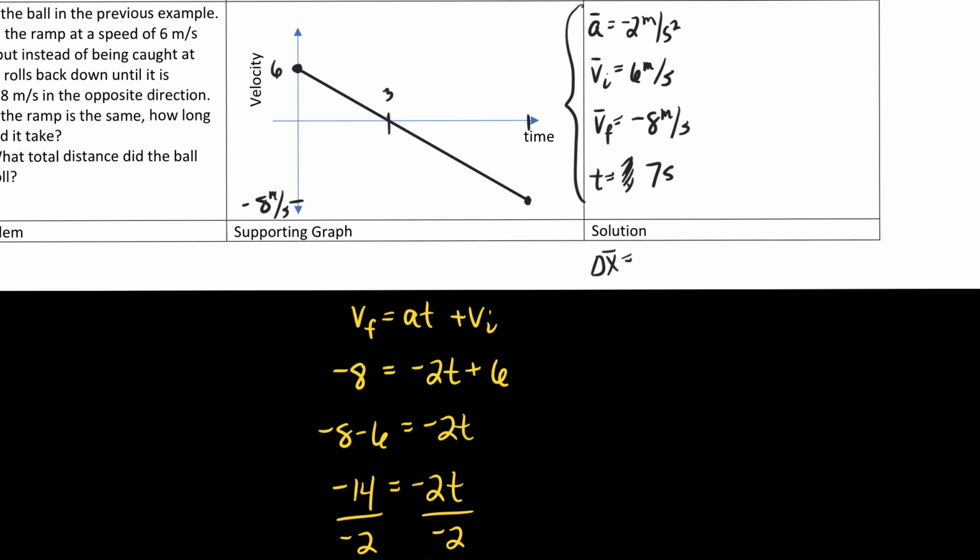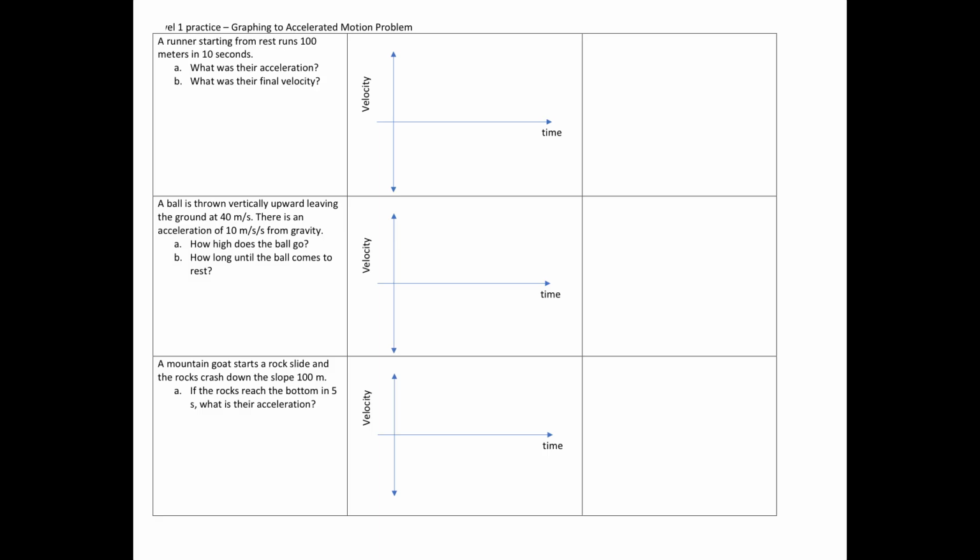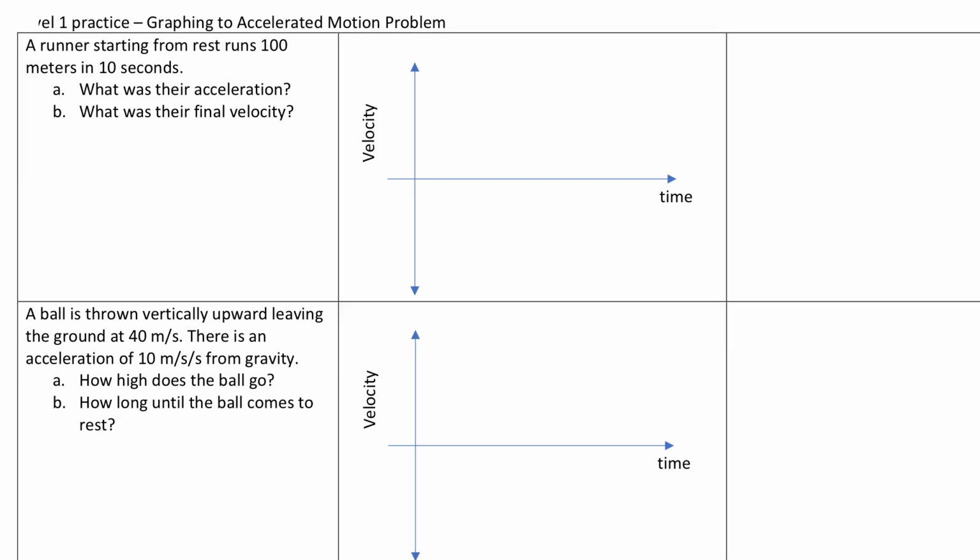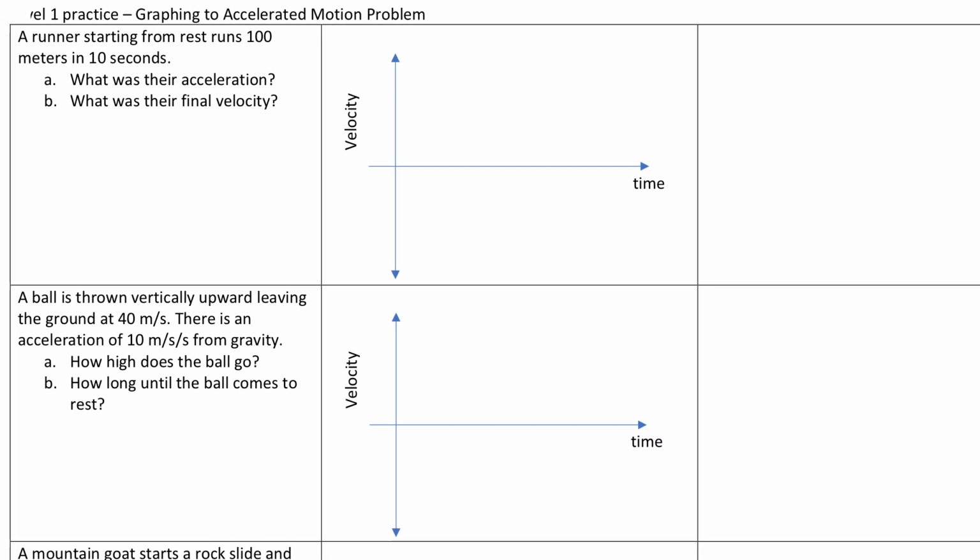So -7. Is there anybody who needs me to show you where that came from? We got our -7 meters and we're okay? We all good? All right. They're gonna start getting different, and I'm okay with that. Ready to start this one?